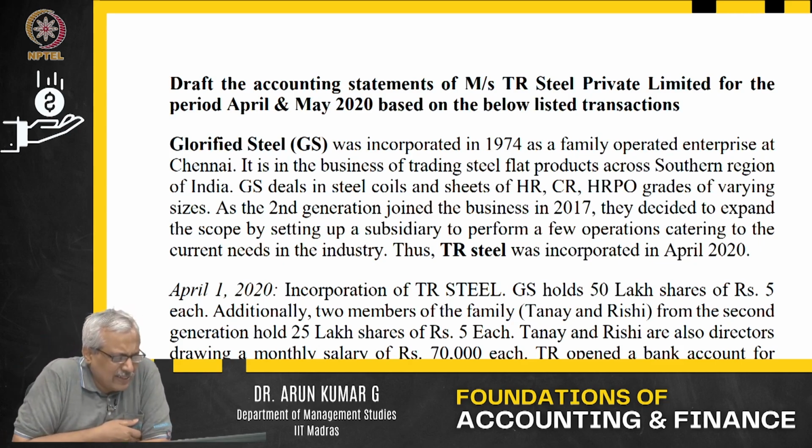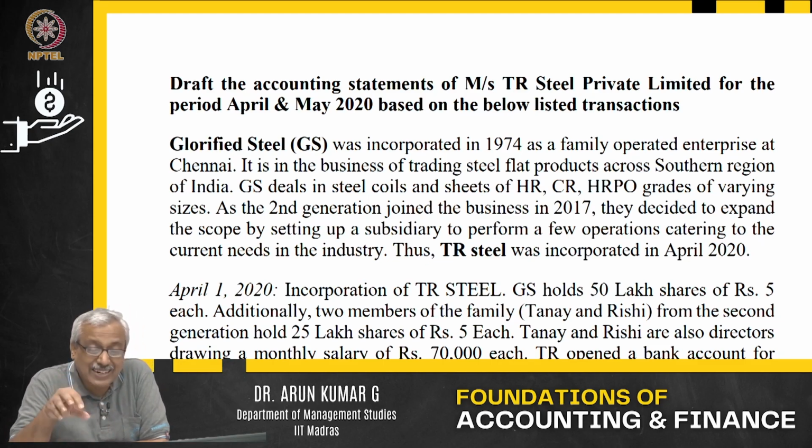Now, we will see that Glorified Steel was incorporated in 74 as a family operated enterprise at Chennai. It is in the business of trading steel flat products across the southern region in India. GS deals in steel coils and sheets of HR, CR and HRPO. Anybody in the steel industry would understand the differentiation of these three different grades. I have just mentioned the grades of varying sizes.